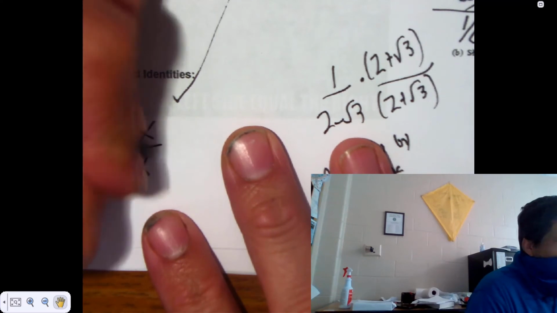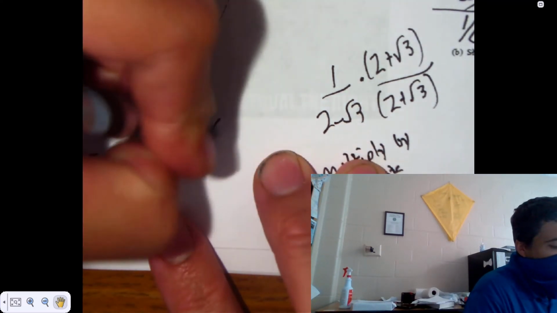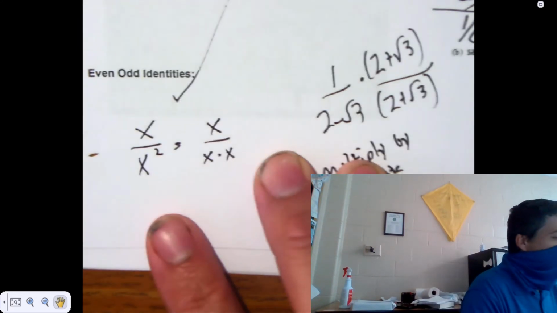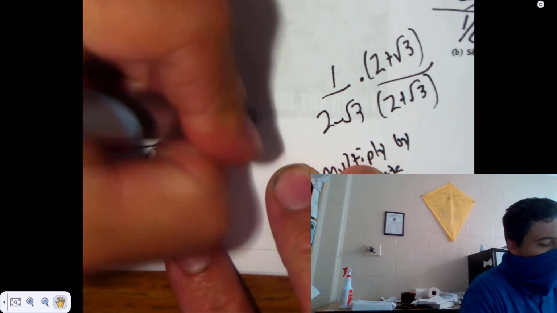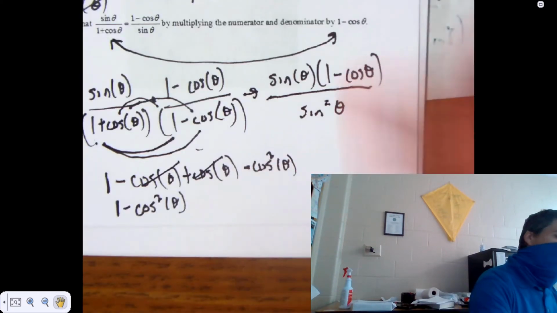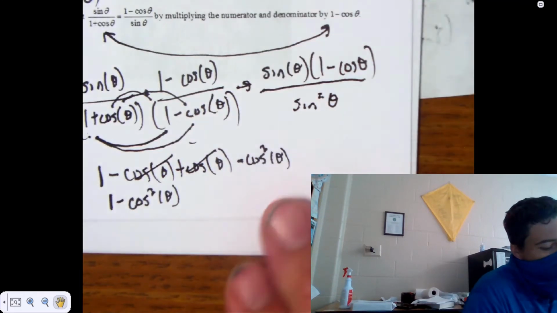X over x squared. Now you think about this as 1 over x times x. Don't you get to kind of throw something away like that? It's 1 over x. All right, so again, sine over sine squared. Just a sine where? On the bottom.